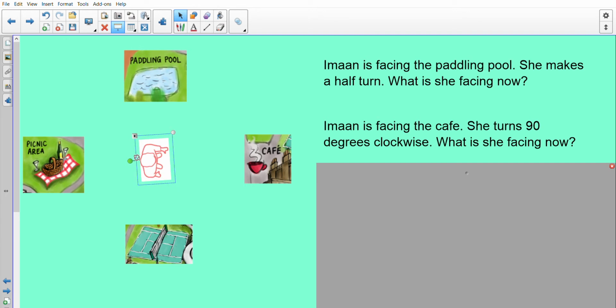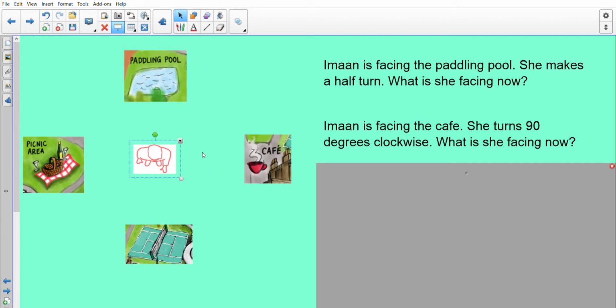Okay, so Iman is facing the cafe. She turned 90 degrees clockwise. What is she facing now? Now, we knew 90 is that, but 90 can be from any point, so it's a quarter turn, isn't it? So 90 degrees clockwise. She's facing the cafe. She turns 90 degrees clockwise. She is now facing the tennis court.